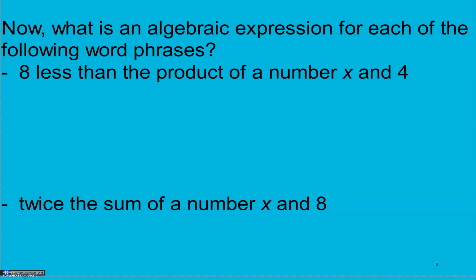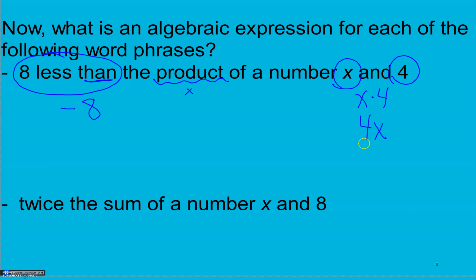What is an algebraic expression for each of the following word phrases? 8 less than the product of a number x and 4. So 8 less than means we're going to subtract 8. It's got that than that compares, which means it goes at the end. And we're going to do that from the product, and product means multiplication. So we're going to take x times 4. And I'm going to rewrite that so my number part is first as 4x. And remember, that's our product part, and it's 8 less than the product. Product is multiplication. So our product goes first, 4x minus 8.